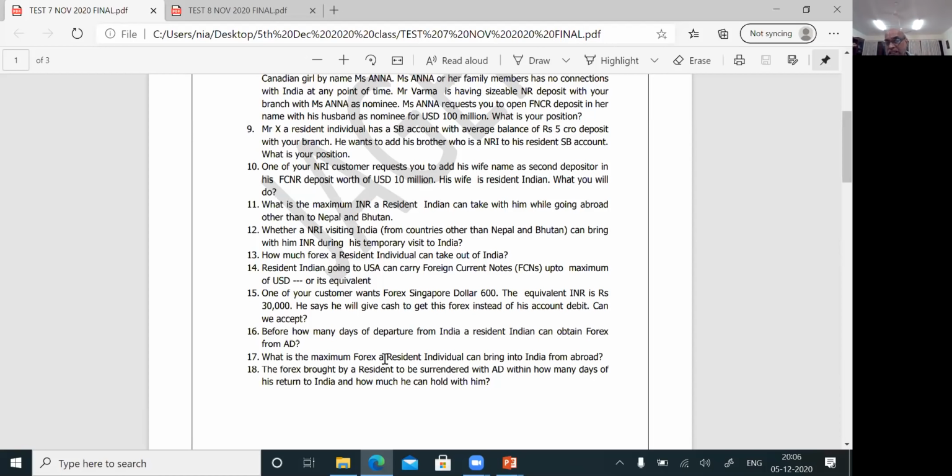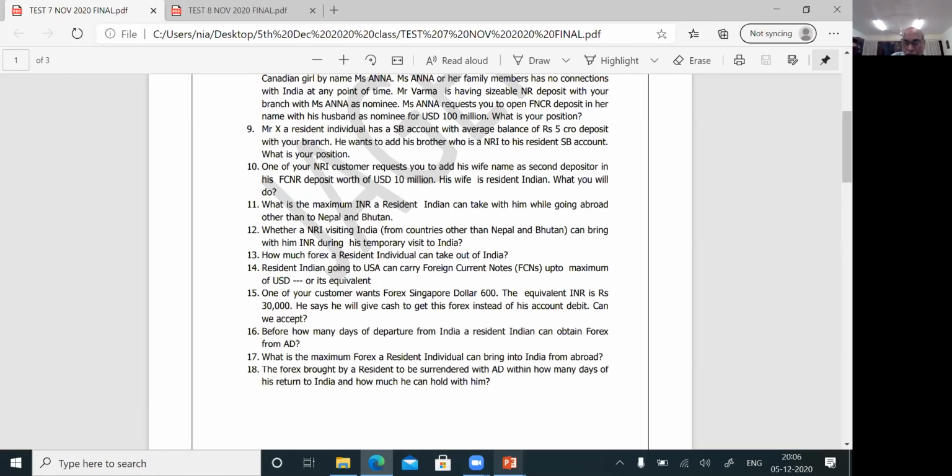Whereas a resident individual has to surrender the forex in any form which he has brought, keeping 2,000 US dollars with him. The balance he has to surrender to the authorized dealer. Question number 18: the forex brought by a resident is to be surrendered with the authorized dealer within how many days of his return to India? 180 days. How much can he hold with him? Maximum US dollar 2,000 and coins, unlimited amount.